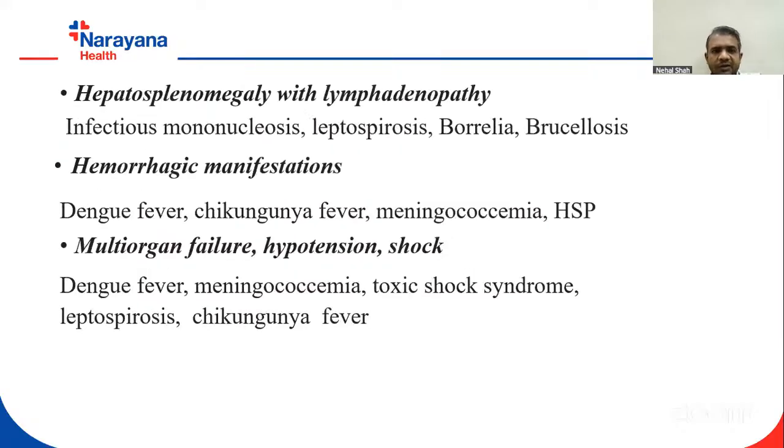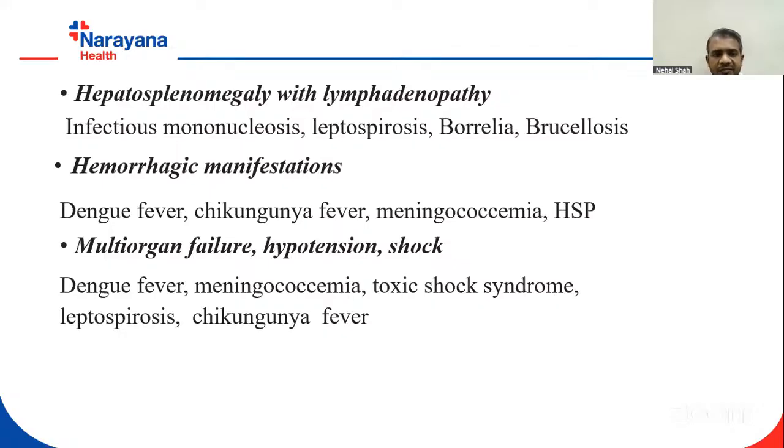Now, another aspect of fever with rash, you should always look for whether it is associated with hepatosplenomegaly and lymphadenopathy. So fever, rash, hepatosplenomegaly with lymphadenopathy, the most common infections are infectious mononucleosis, leptospira, Borrelia, and not very common, but definitely we see one case once in a while, is brucellosis.